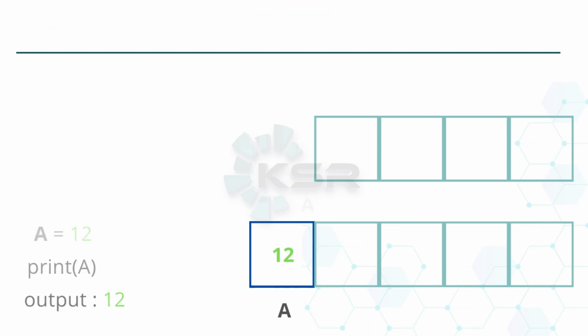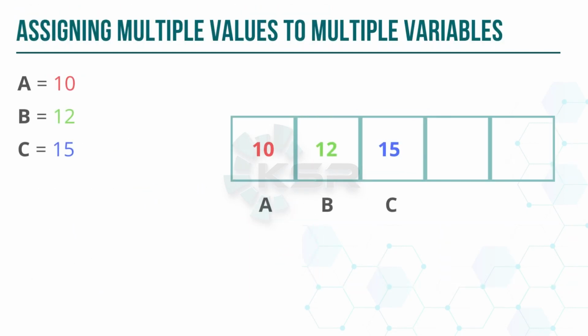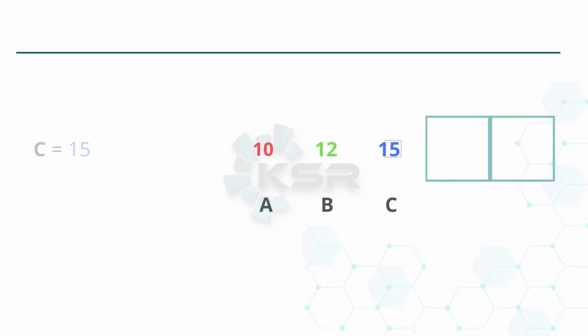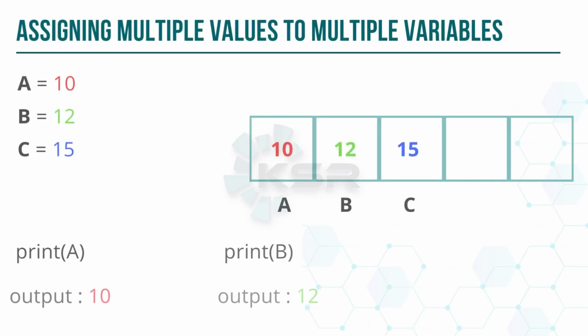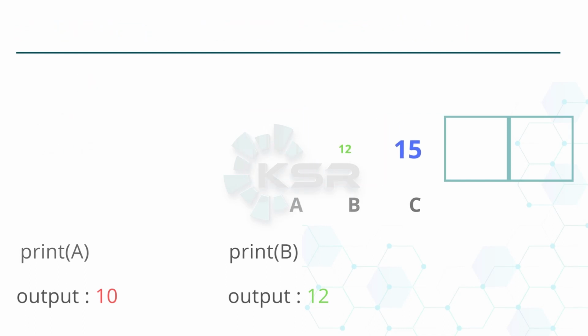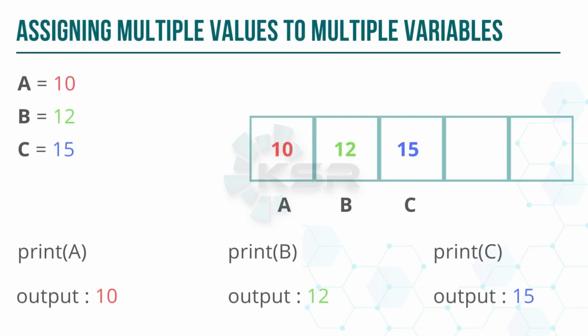Now, we can also assign multiple values to multiple variables at a time. So far we have seen website equals bing.com, website equals google.com. If I want to create more variables, just say I want to create a, b, c. My a is 10, then my b is 12, my c is 15. If I do print of a, I get 10. Print of b, I get 12. And print of c, I get 15.